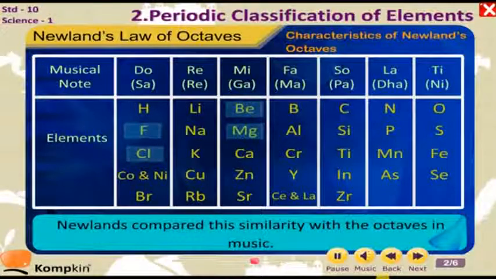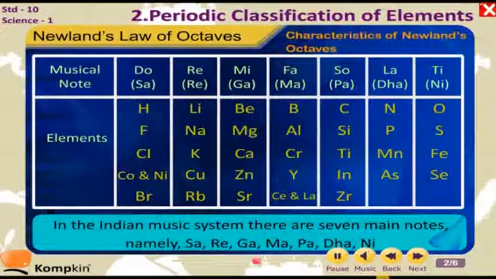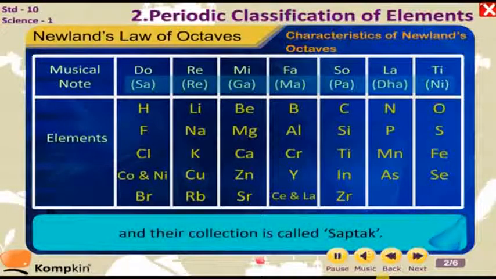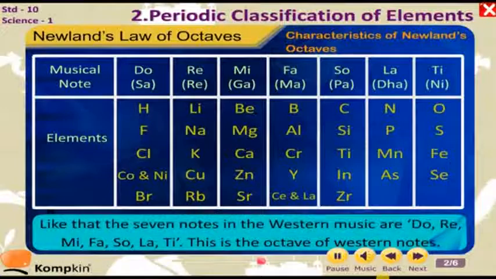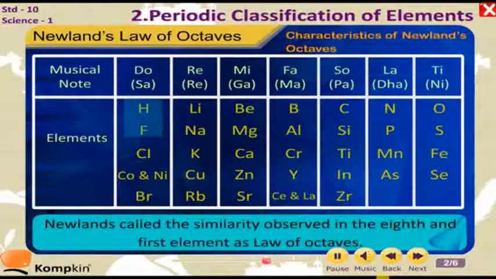Newlands compared this similarity with the octaves in music. In the Indian music system, there are 7 main notes, namely Sa, Re, Ga, Ma, Pa, Dha, Ni, and their collection is called Saptak. Like that, the 7 notes in Western music are Do, Re, Mi, Fa, So, La, Ti. This is the octave of Western notes. Newlands called the similarity observed in the 8th and 1st element the law of octaves.